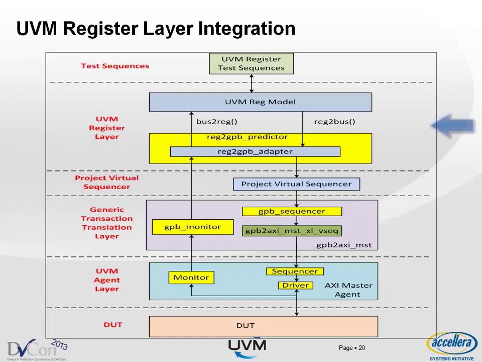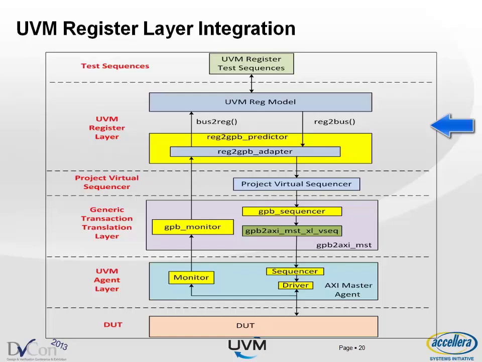And there are two functions that we need to define. The first function is called the rec to bus function. This function works such that whenever there's a register operation issued by the register sequence, you update the model and call this function. And this function will translate the generic register operations to our generic sequence item and pass it down to the lower layer and talk to the design.